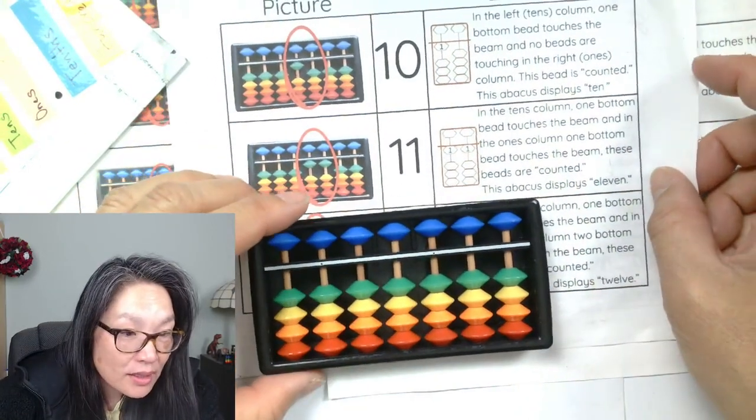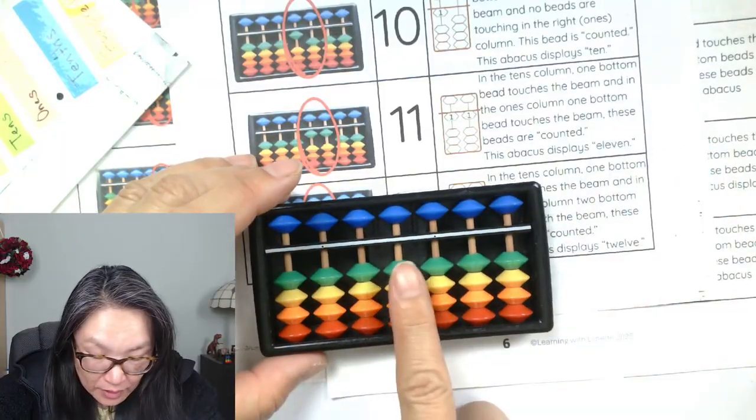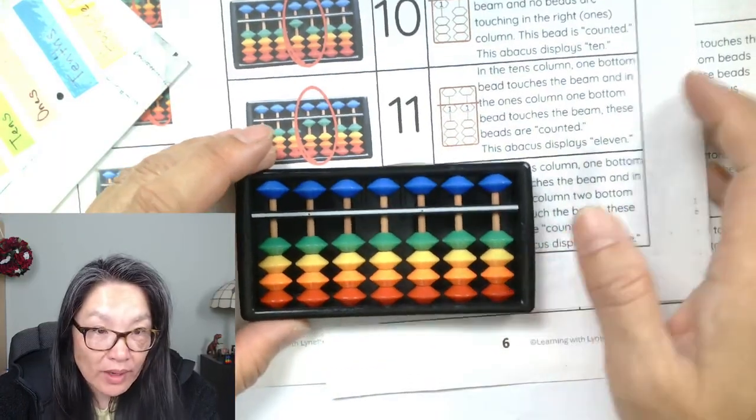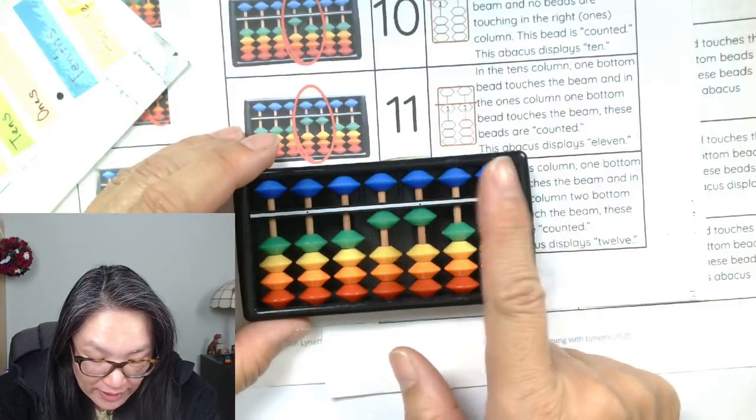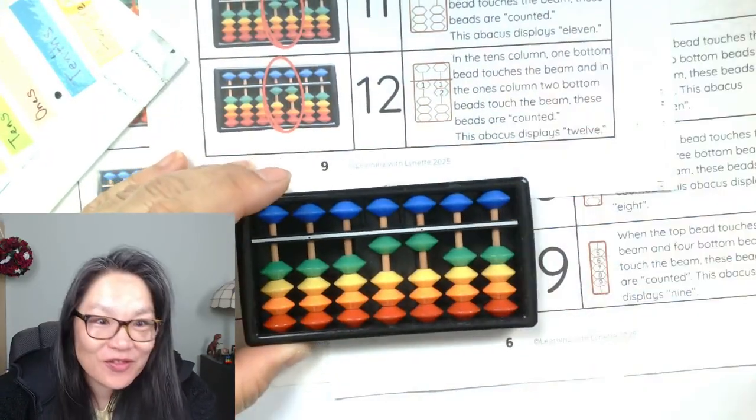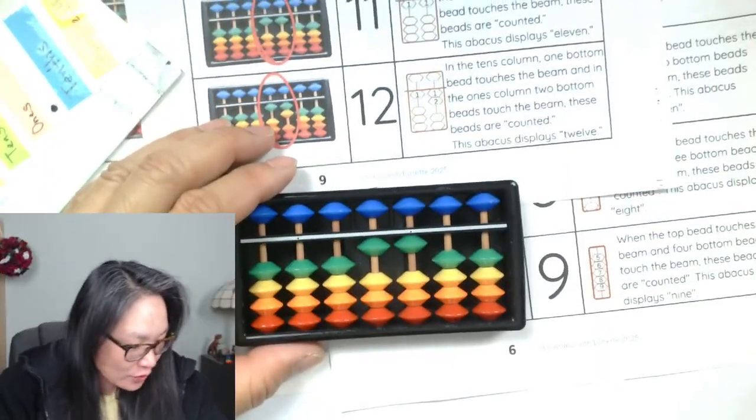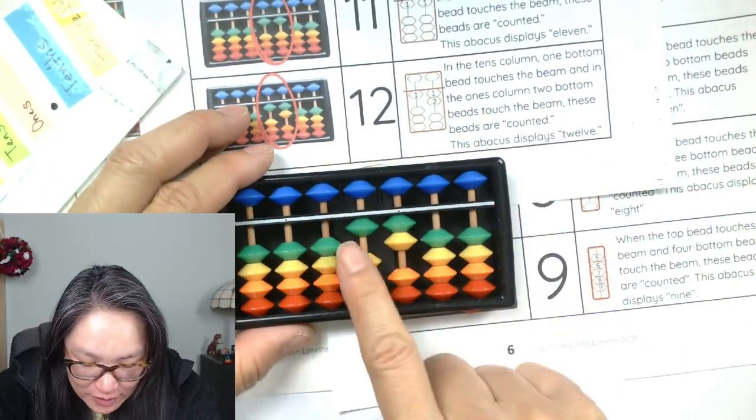So the abacus mimics the way we write. When we write 11, it's 1 and 1. Very good. Not too many people actually made that connection, but you're absolutely right. So when we look at it, we have 12. This is 12. 1, 2.